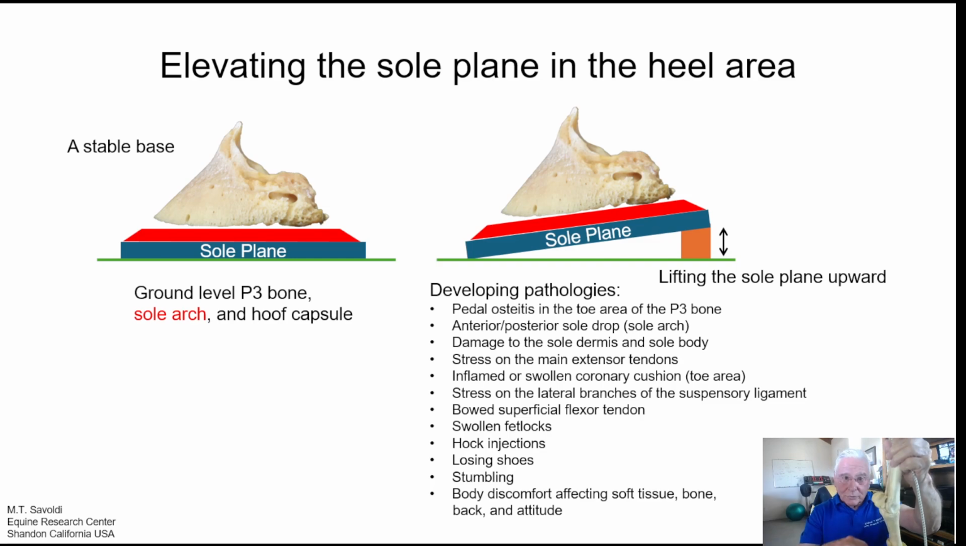If you have a collapsed, dropped posterior sole drop, negative plane P3 bone, what's that do to bone alignment? When the arch collapses in the heel, you get this kind of movement. If the arch is collapsing in the toe, you get this kind of movement in your joint alignments. So you have to adjust the arch. I'm getting off track, I'm sorry.